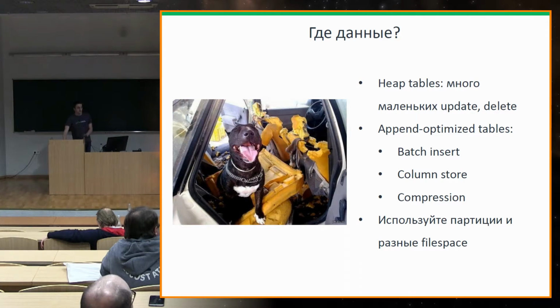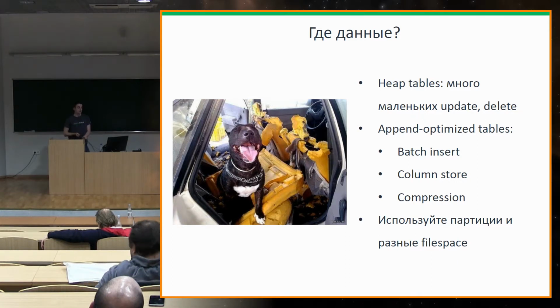Speaking about data storage, there are two types of tables. Heap tables are typical PostgreSQL tables. They can be stored only in lines, no column storage here. It works with OLTP load quite well. I mean updates, deletes and inserts of few entries. But if you want to download a lot of data, a lot of lines at once, that will be quite problematic. Append optimized is the main advantage.